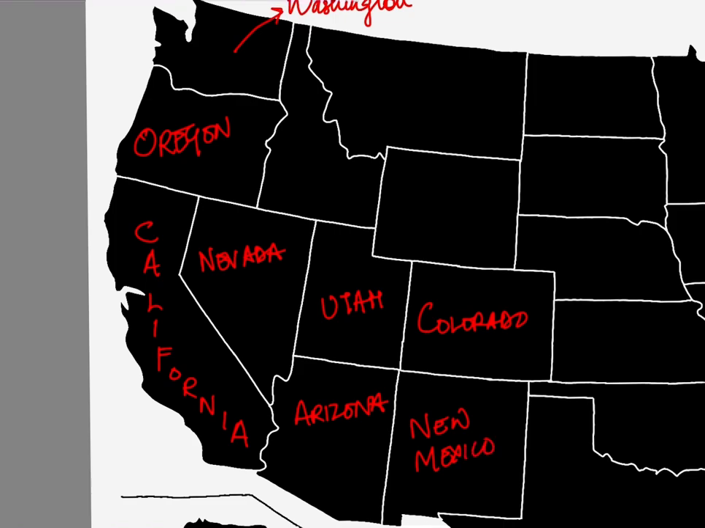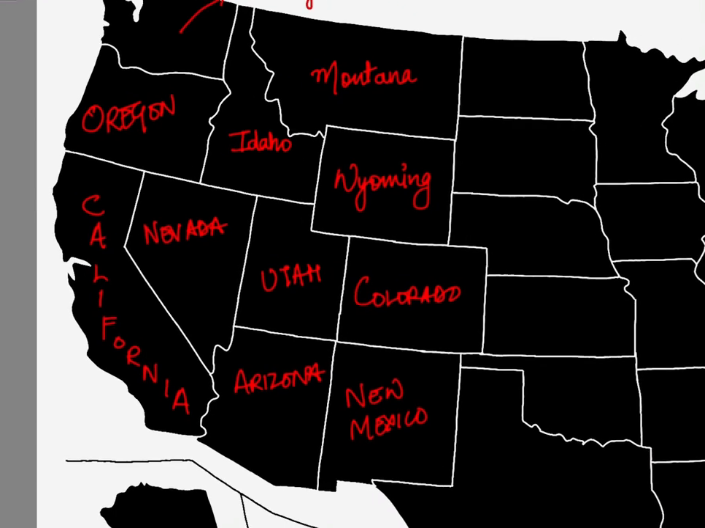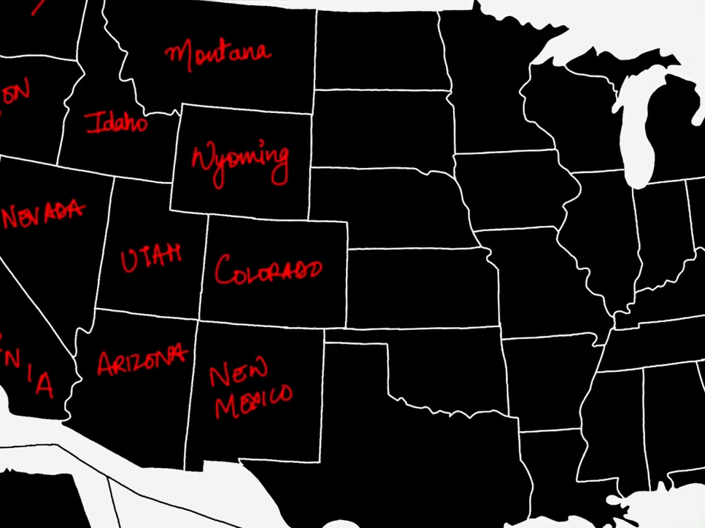Then, towards the east of Washington and Oregon, we have Idaho. And the state above, or towards the northeast of Idaho, is Montana, and towards the east of Idaho is Wyoming, which is towards the south of Montana. Zooming out a bit and moving the image.